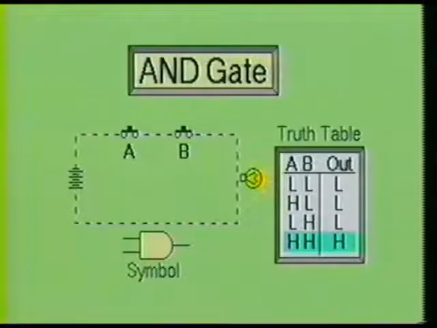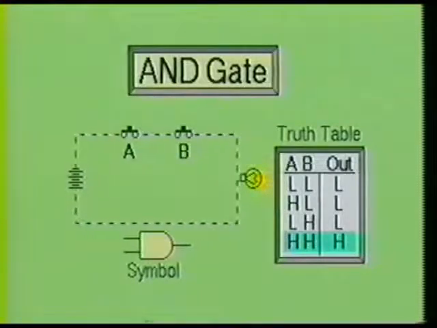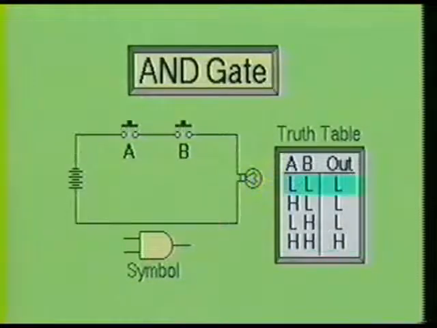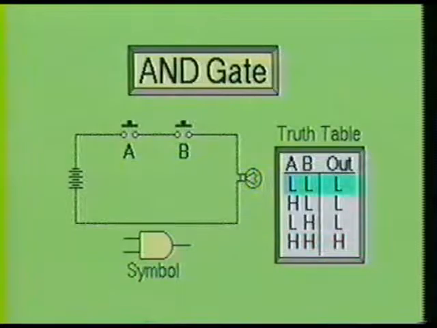Now suppose we push in switch A and switch B. When this happens, the lamp turns on. Our truth table now shows that a high on A and a high on B produces a high at the output. As you can see, the truth table is used to summarize the operation of the gate circuit. You also notice that for the AND gate circuit to produce a high output, there had to be a high at both inputs A and B.